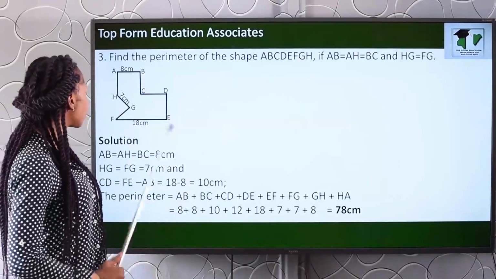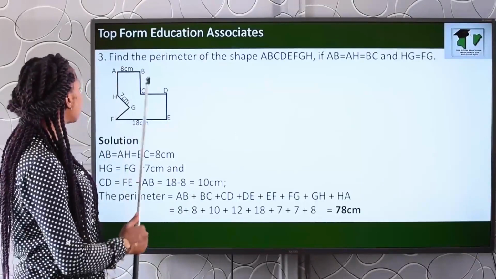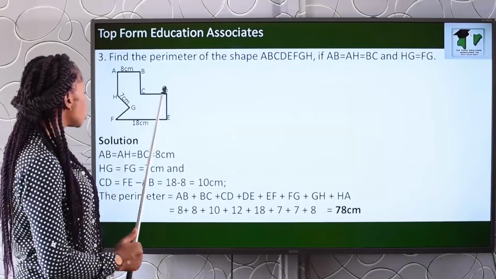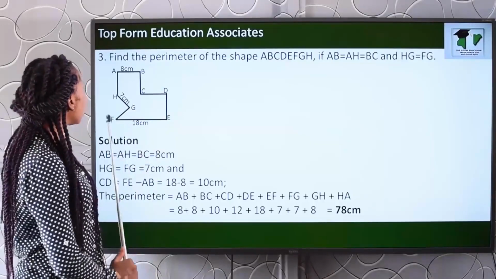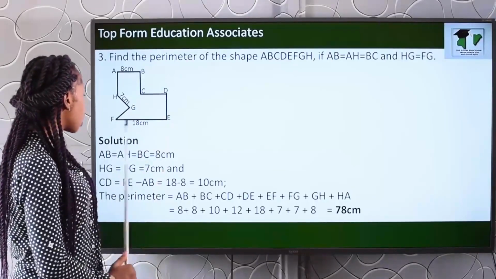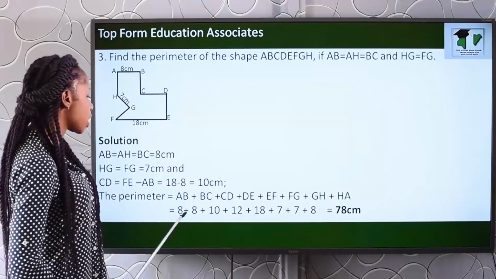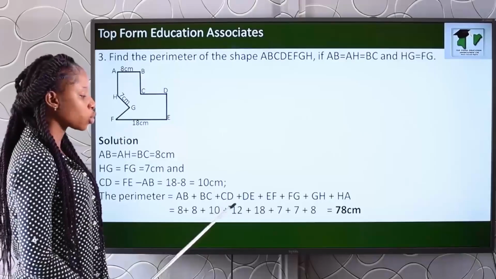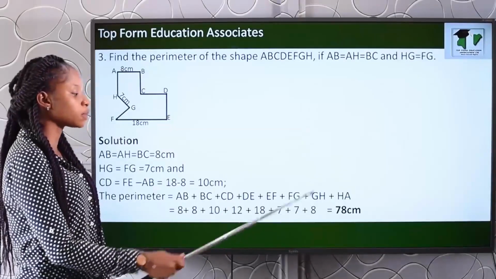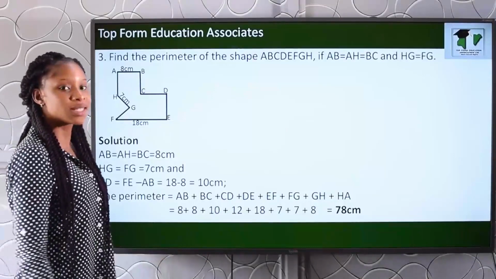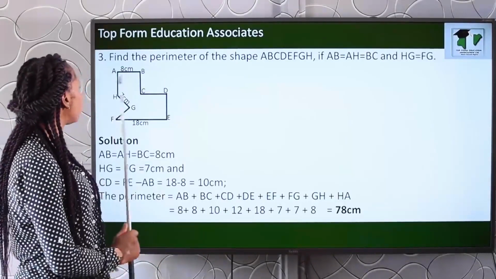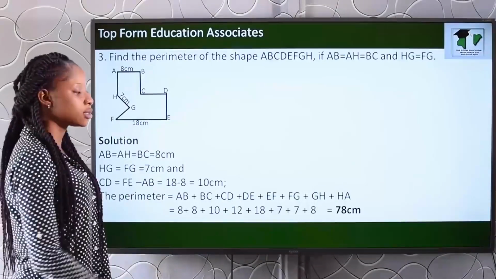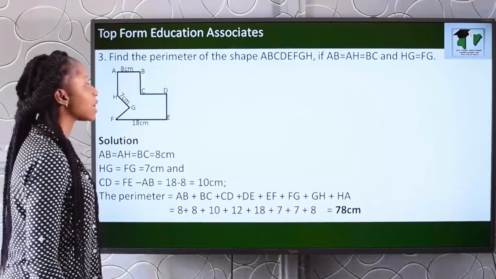Therefore, since we have all these sides, to get the perimeter, we simply add everything together, which is 8 plus 8 plus 10 plus 12 plus 18 plus 7 plus 8 plus 8 to give us 78 centimeters. Therefore, the perimeter of this compound shape is 78 centimeters.